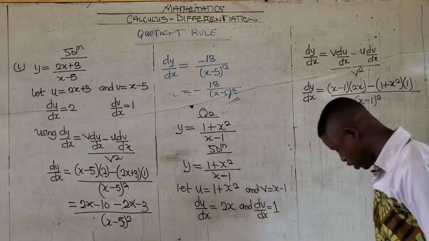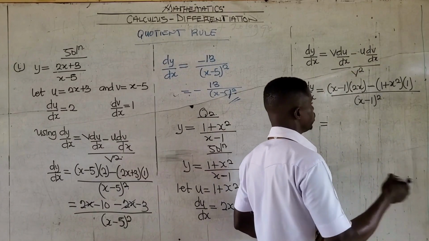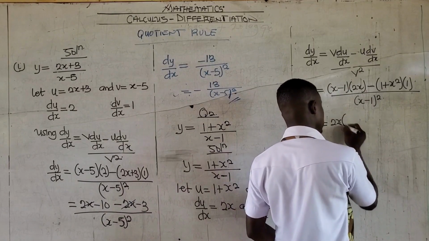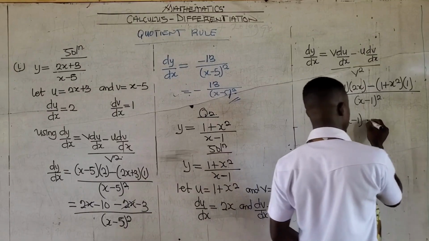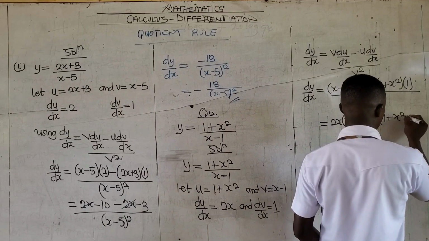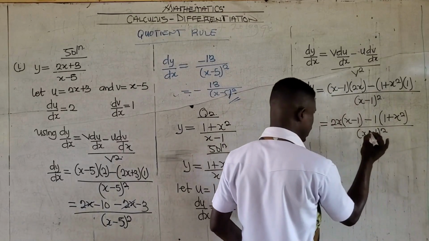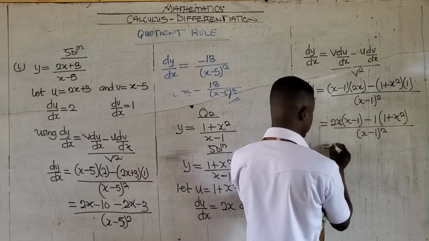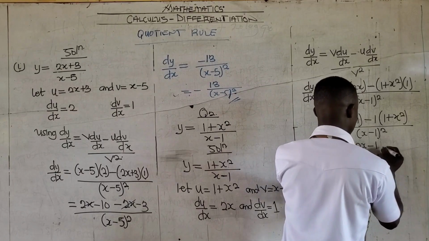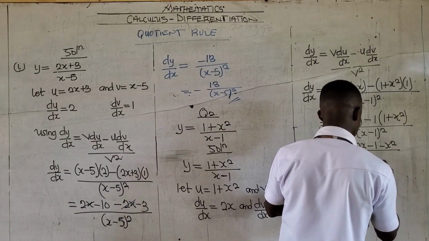The next thing I'm going to do is to simplify. To make things very simple for you, let me bring the 2x in front of the x minus 1. So I'll get 2x multiplying x minus 1, bracket close, minus 1 multiplying 1 plus x squared, then all divided by x minus 1 all squared. Then I will expand the expression. When I expand, 2x times x will give me 2x squared minus 2x minus 1 minus x squared, all divided by x minus 1 all squared.